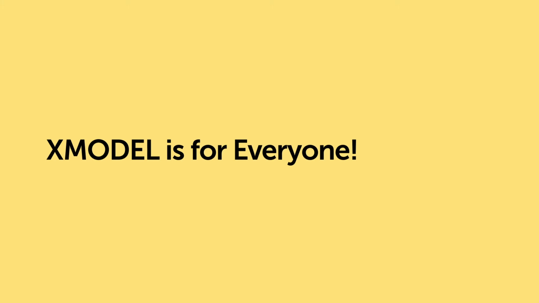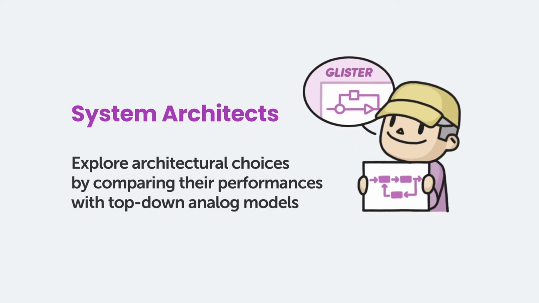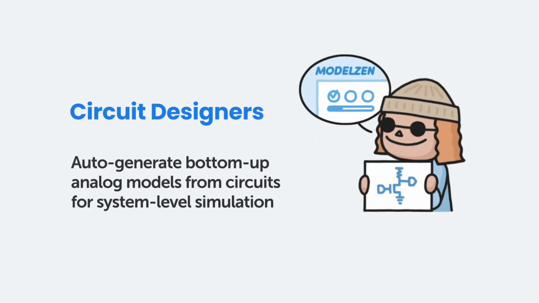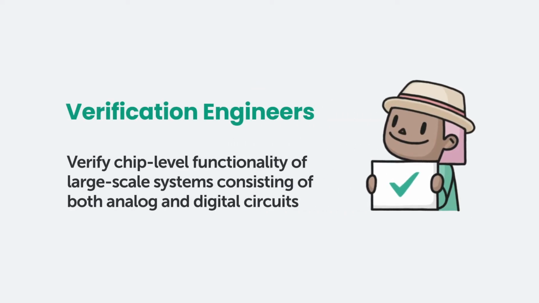XMODEL is for everyone. If you're a system architect, you can use GLISTER to build top-down analog models in schematic forms and explore different architectural choices. If you're a circuit designer, you can use MODELZEN to automatically extract bottom-up analog models from your circuits with a mouse click. Finally, if you're a verification engineer, you can use XMODEL to verify the chip-level functionality of large-scale systems that contain both analog and digital components, all in SystemVerilog.